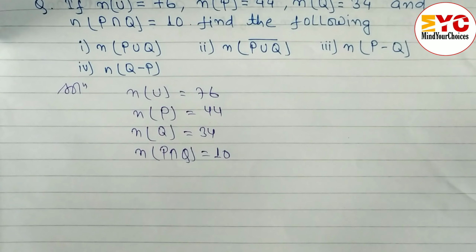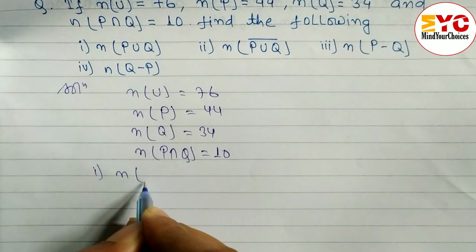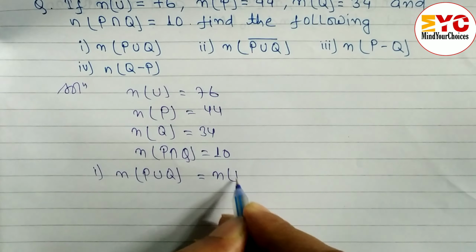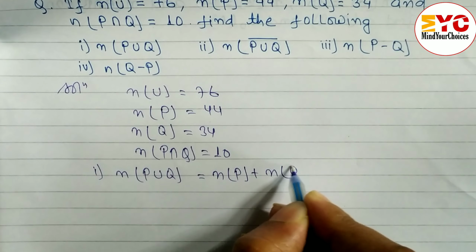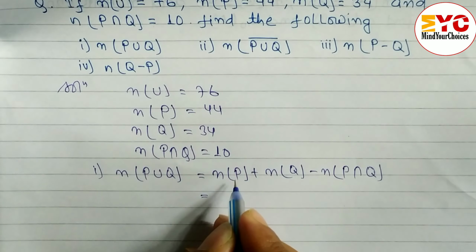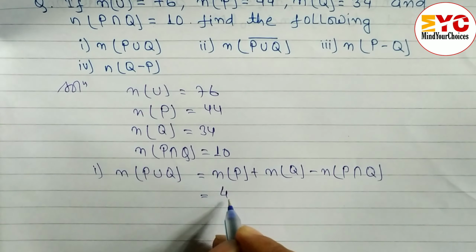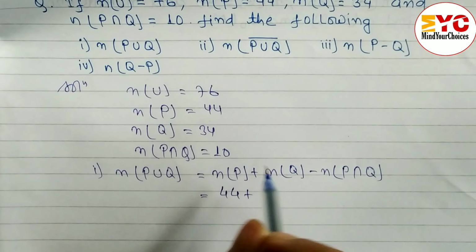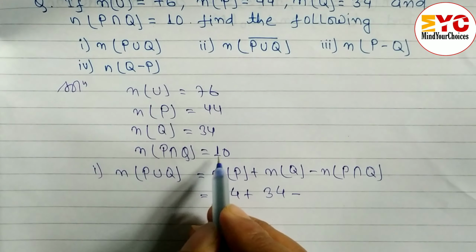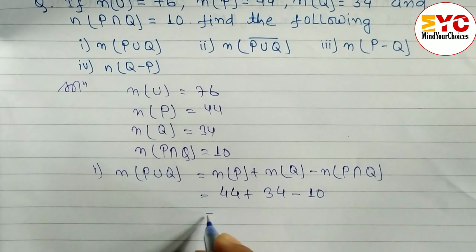Now in number one, what do we have to find out? We have to find out n(P union Q). What is the formula of P union Q? We have to use the formula, and the formula is n(P) plus n(Q) minus n(P intersection Q). Now what is the value of n(P)? n(P) you can say is 44, so we write here 44 plus, what is the value of n(Q)? n(Q) you can see here is 34, so let's write here 34 minus n(P intersection Q). n(P intersection Q) is 10, so let's write here 10. And when you calculate, how much do we get here? 78 minus 10, we get here 68. Hope you understand this one.